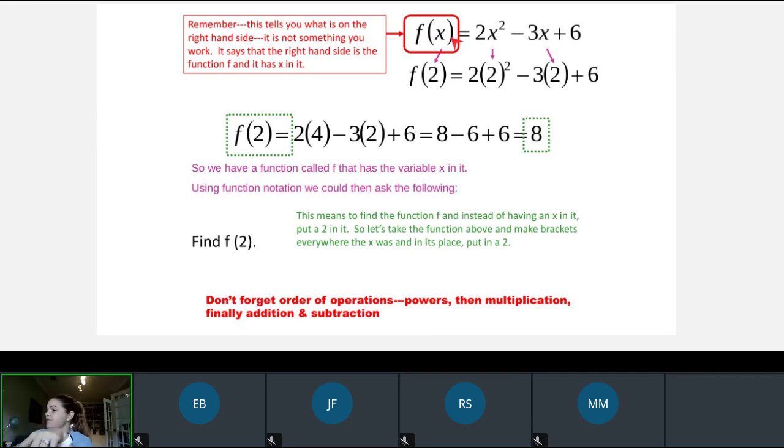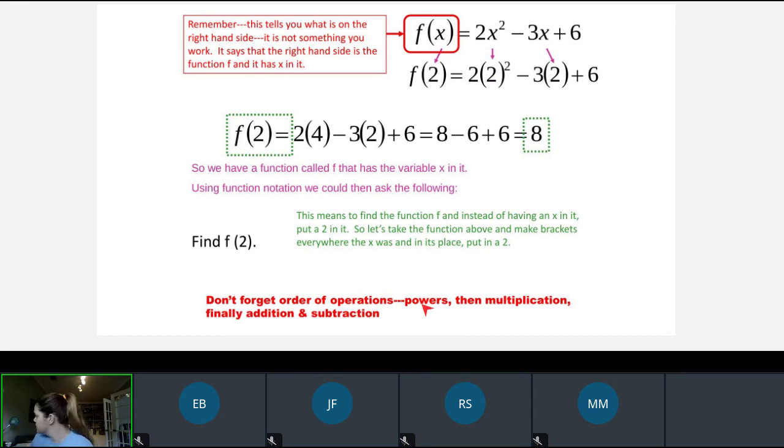For example, this is f of x, so that means there's an x over here in this function. F of 2 means anywhere there was an x, I'm now going to plug in the number 2. So f of 2 is 2 times 2 squared minus 3 times 2 plus 6. And I want you to just get in the habit of always putting these in your calculator. There's two ways you can do this.